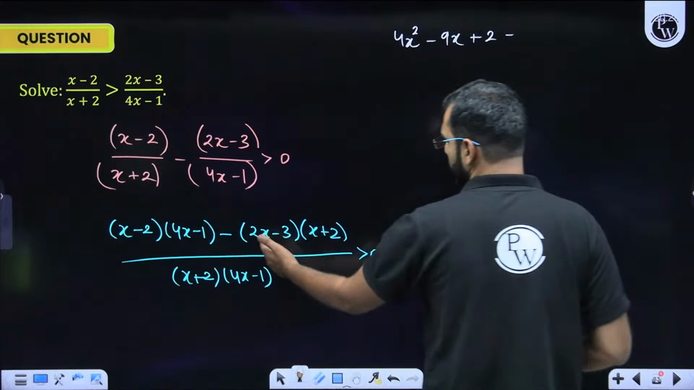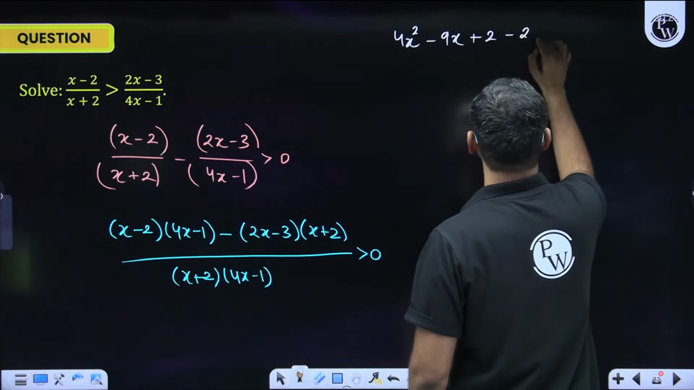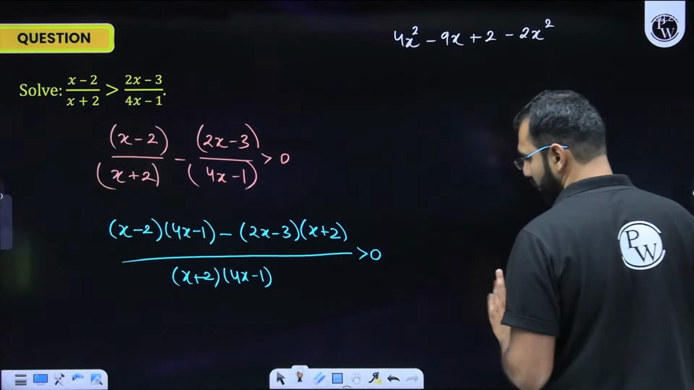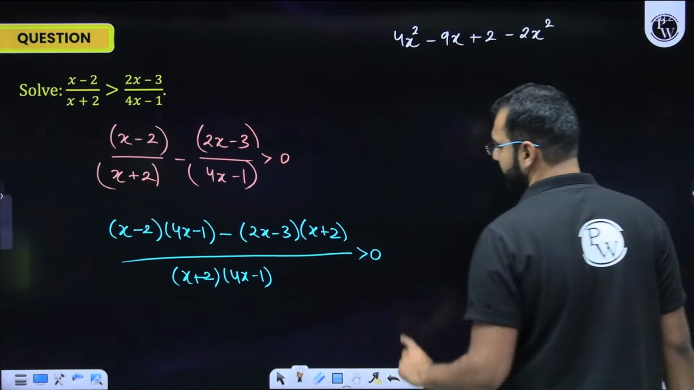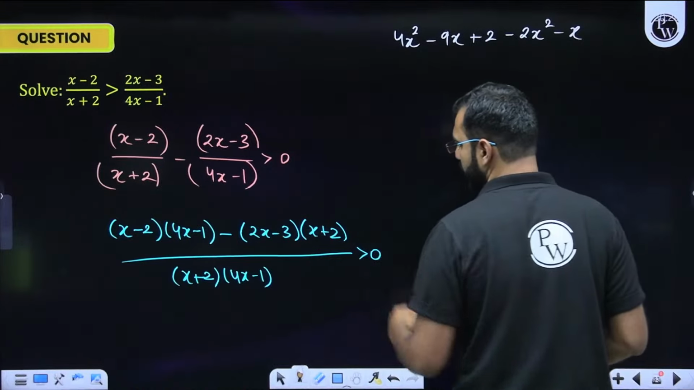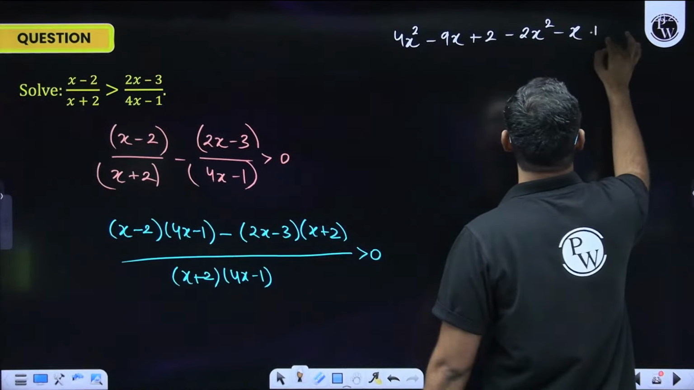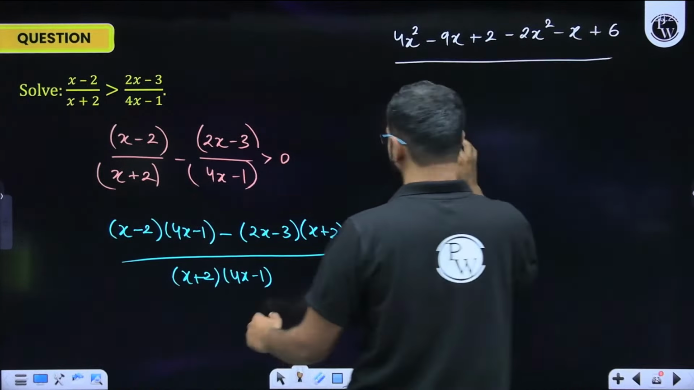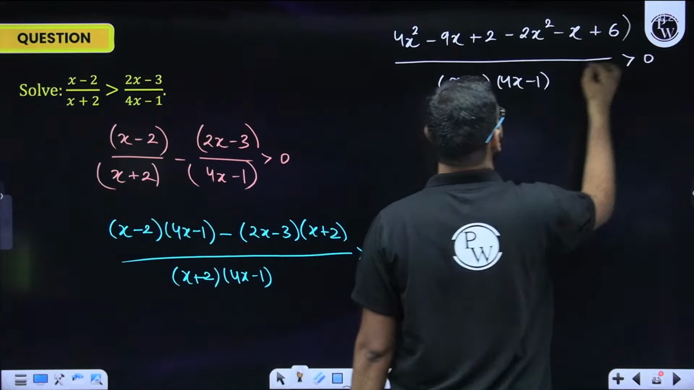There it will be 2x square, but with this, it will be minus 2x square. Then it will be minus 3x plus 4x. Plus 4x minus 3x is x, but because of this, it will be minus x. And then you have minus 3 into 2, that is minus 6, and because of this, it will be plus 6. Everybody with me on this? And this divided by (x plus 2)(4x minus 1) should be kept positive. Everybody with me on this?